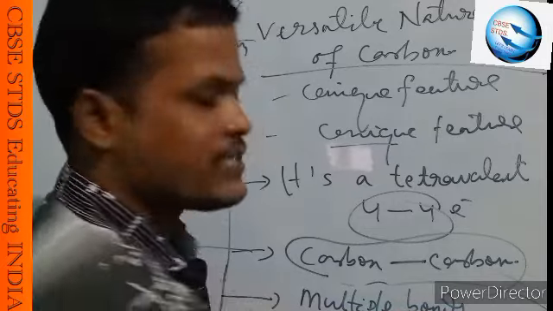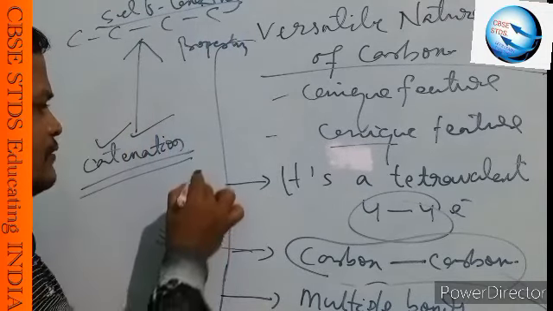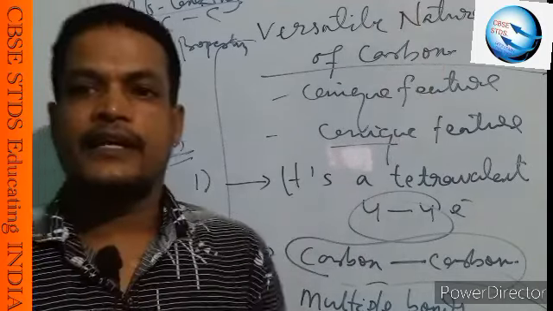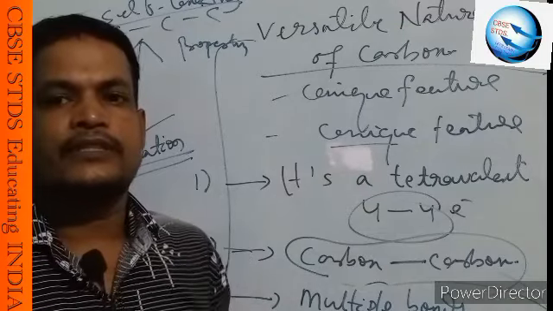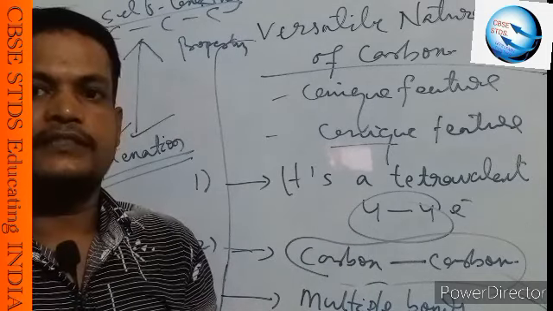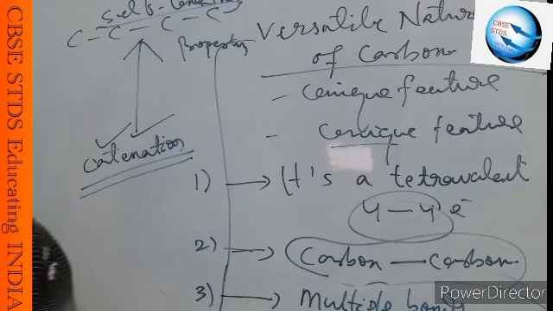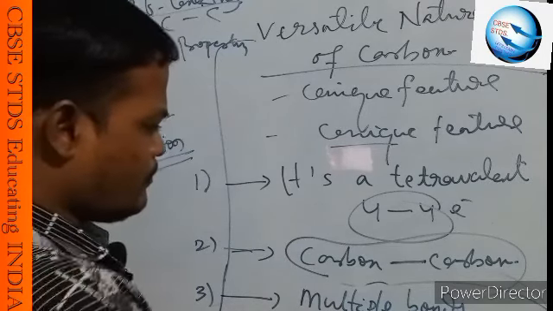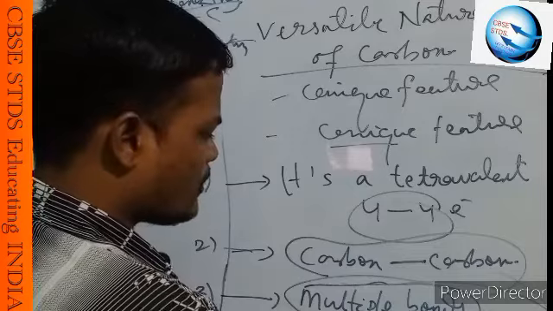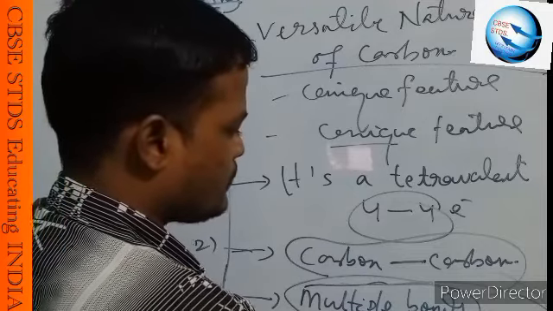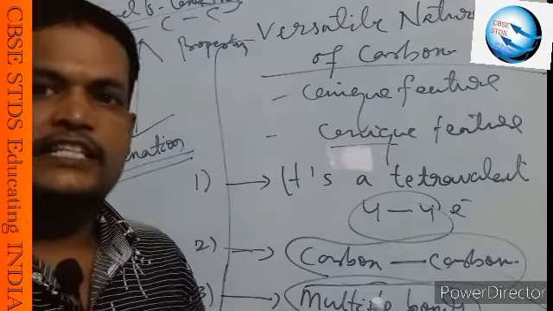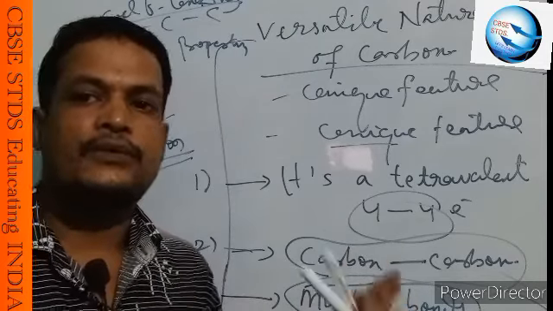Next, number 3 is that it forms multiple bonds, due to its smallest size. Number 1 feature, number 2 feature, number 3 feature. These are the three important features, and that's why carbon is called versatile. The unique property of carbon. Is it right? So this last one is that carbon has a large tendency to form multiple bonds, that means double bonds or triple bonds, with the other atoms. Due to its smallest size, carbon forms multiple bonds with the other atoms.